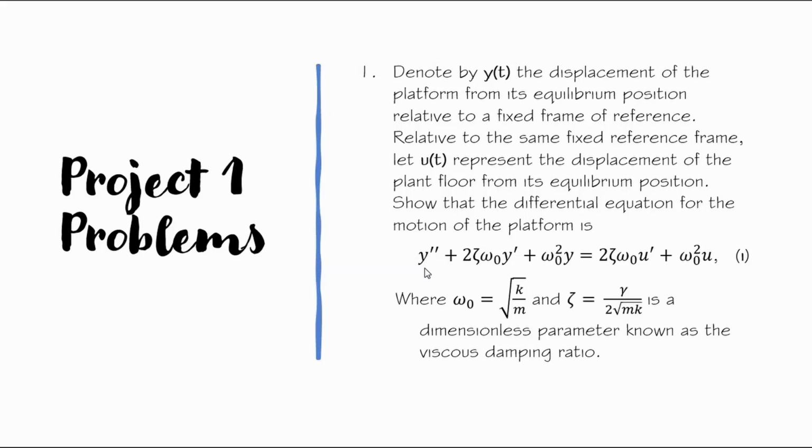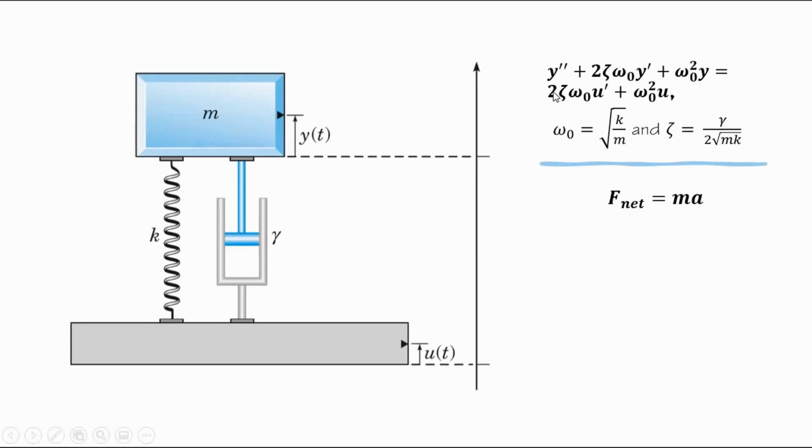So we need to show that this equation is the differential equation for the diagram that I've shown earlier. So in the next slide, I've placed the equation that we need to prove right here as a reference so that we can see it all the time. And I've also placed the substitutions that are mentioned earlier. The substitution for the natural frequency and the substitution for the zeta, or the viscous damping ratio.